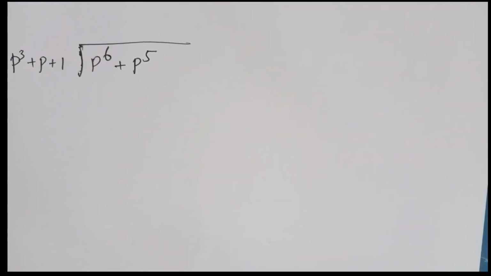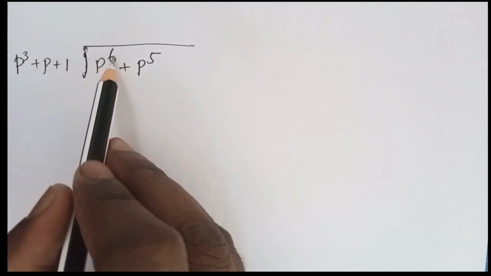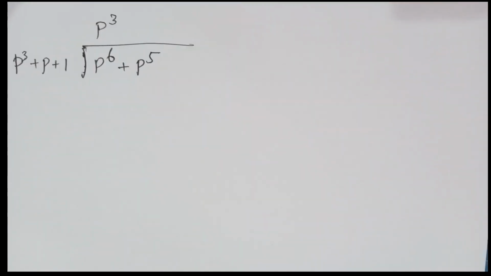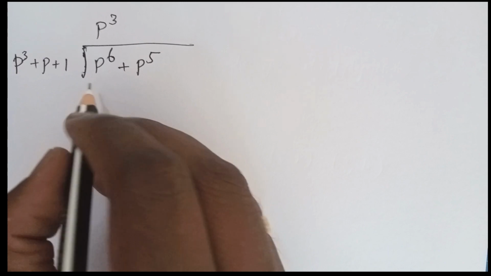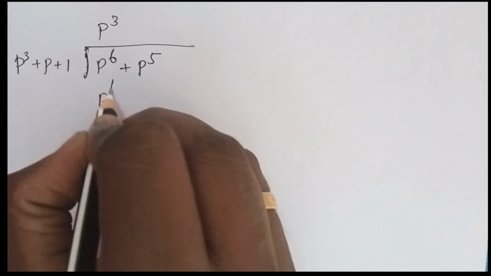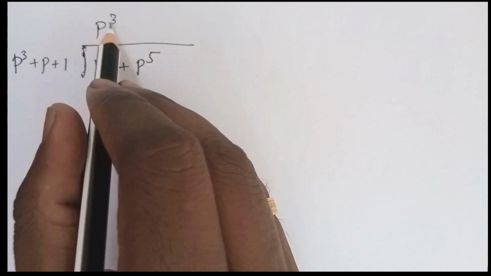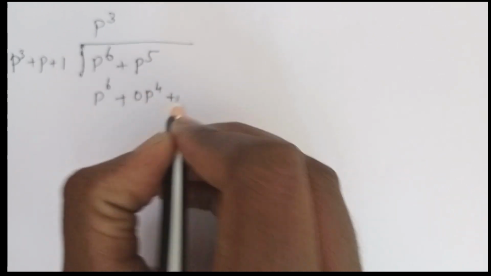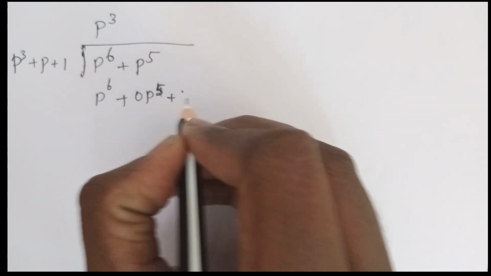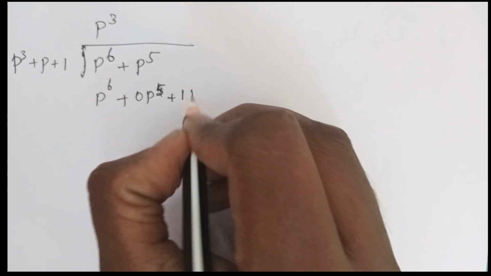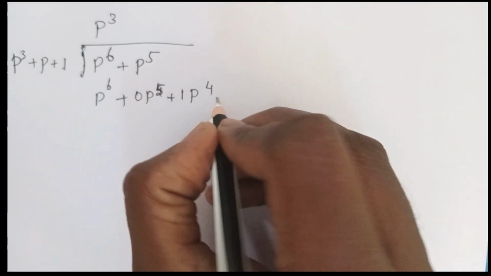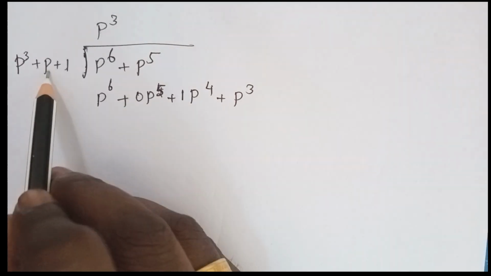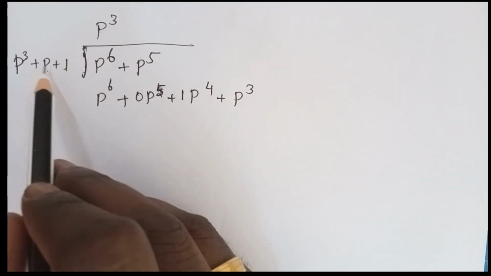To perform the division, first, here it is p^6 and p^3, so we need to add p^3 to the quotient. If we multiply, this will be p^6, then p into p^3 is p^4. We don't have p^5 in the divisor product, so it is 0 p^5 plus 1 p^4, plus p^3. So p^3 into p^3 is p^6, then p into p^3 is p^4.